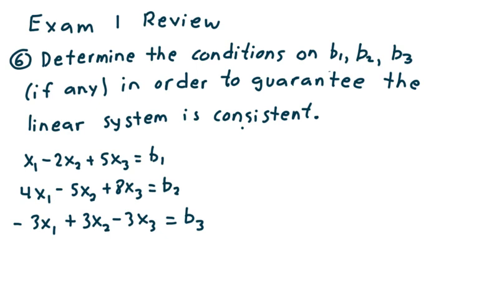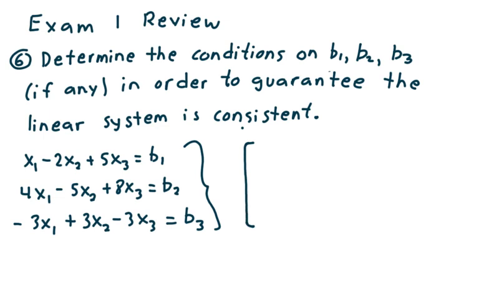So here's the linear system. We have x1 minus 2x2 plus 5x3 equals B1, 4x1 minus 5x2 plus 8x3 equals B2, negative 3x1 plus 3x2 minus 3x3 equals B3. And so what we want to do from here is set up the augmented matrix for this system.